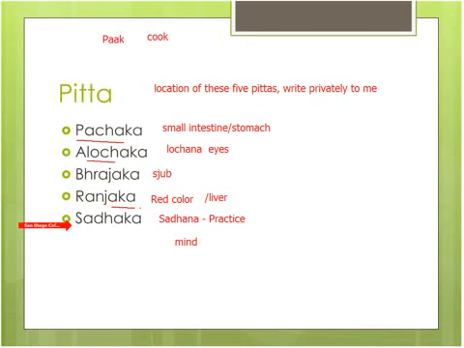Let me just restart. Pachaka Pitta resides in the small intestine and the stomach and is part of the whole digestion process and works through the Agni. The root word here is pak, that means to cook. Alochak, the root word is lochan, meaning eyes. Brajak, braj is, I'm sorry, skin.